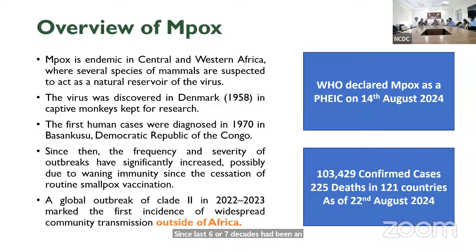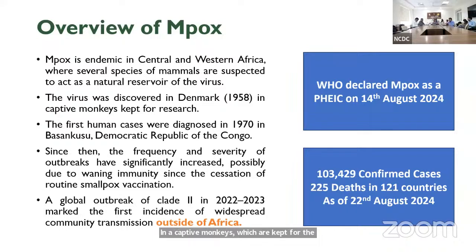So if we look at monkeypox overall, for the last 6 or 7 decades it has been endemic in Central and Western Africa, where several species of mammals are suspected and are supposed to be the natural reservoir of the virus. But from the historical perspective, it was discovered way back in 1958, as already informed by Dr. Pavana. It was discovered in Denmark in captive monkeys which were kept for laboratory research.